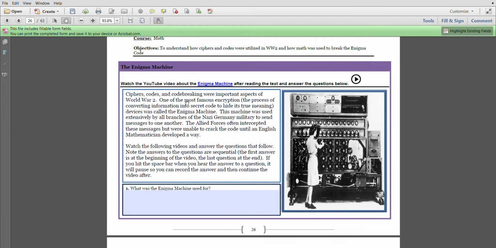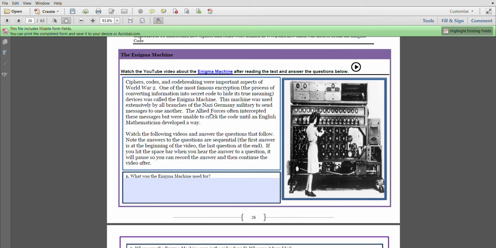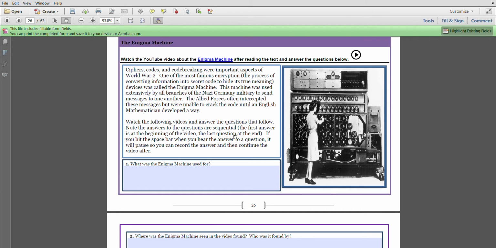Ciphers, codes, and code breaking were important aspects of World War II. One of the most famous encryption devices, encryption being the process of converting information into a secret code to hide its true meaning, was called the Enigma machine. This machine was used extensively by all branches of the Nazi German military to send messages to one another. The Allied forces often intercepted these messages but were unable to crack the code until an English mathematician developed a way. Watch the following videos and answer the questions that follow.